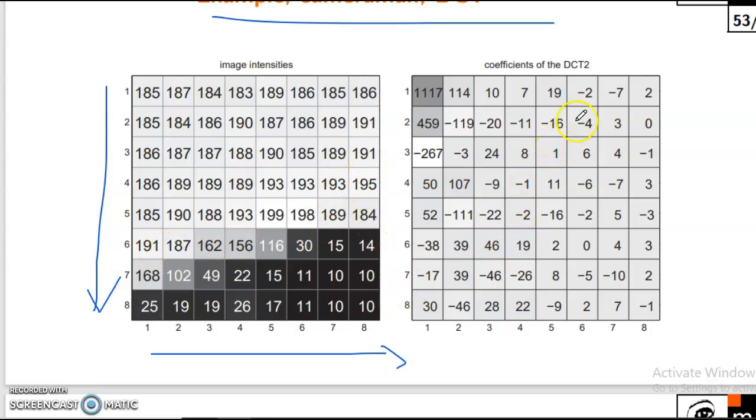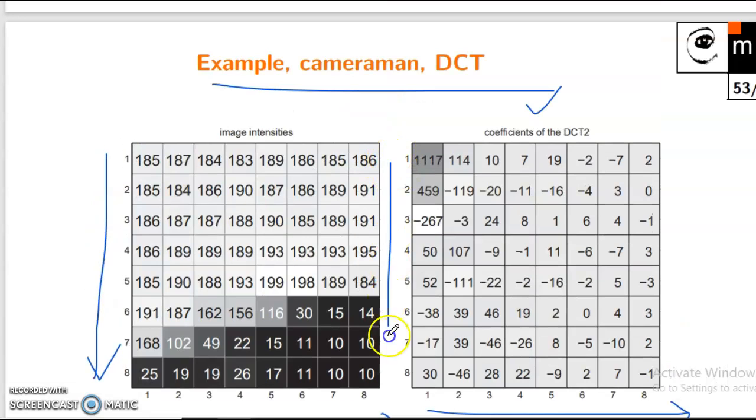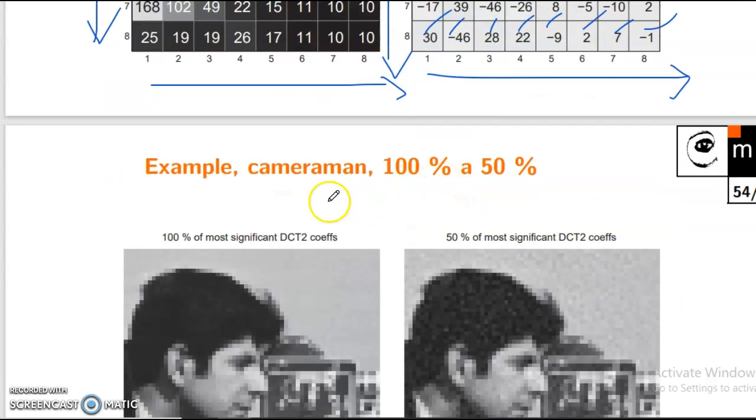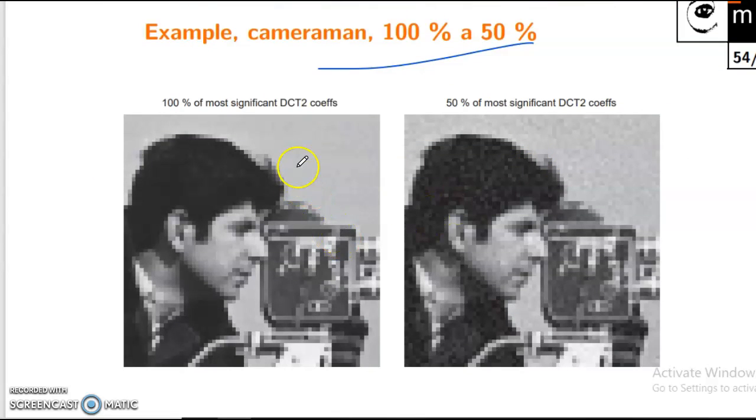Here coefficients of the DCT2. Here also say 1 to 8. Here -1, 7, 2, -9, 22, 28, -46, 30. Coefficients of the DCT2. Example: cameraman, 10% in a 50%.